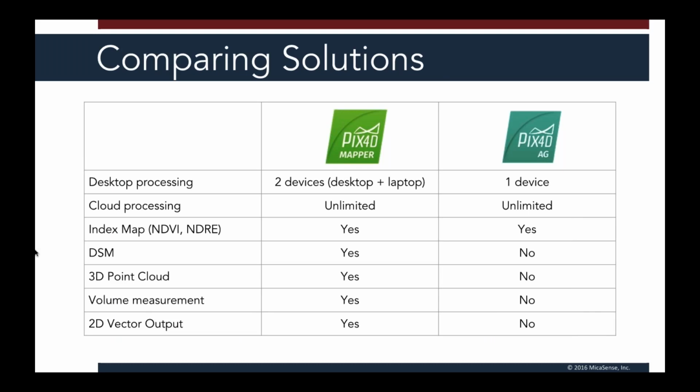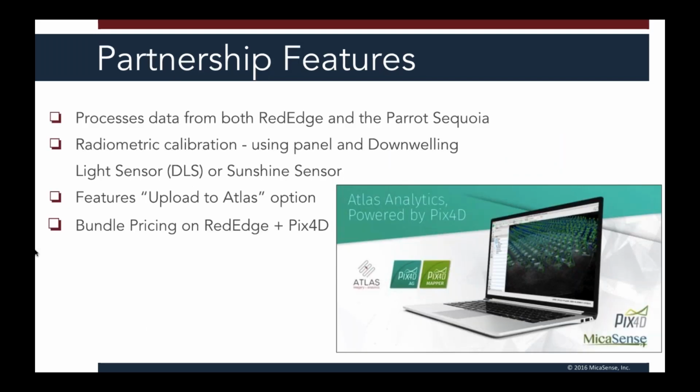So a little bit more information on the two plans, Pix4D Mapper and Pix4D Ag. Pix4D Mapper is going to be able to generate a digital surface model of the field. It can generate 3D point clouds, volume measurement, and 2D vector outputs. So again, it's just more versatile. If you're just doing multispectral imagery, Pix4D Ag is a great fit. Otherwise, we direct you to Pix4D Mapper. Both have unlimited desktop processing and cloud processing, but it really just comes down to determining what you're planning to use the system for.